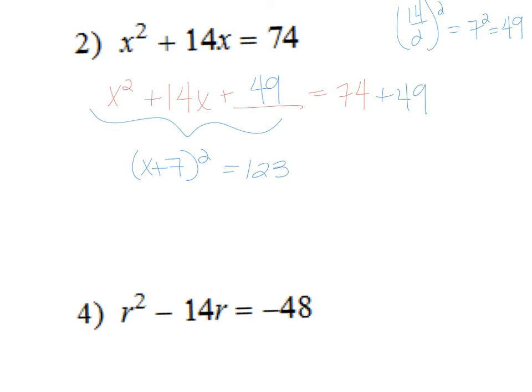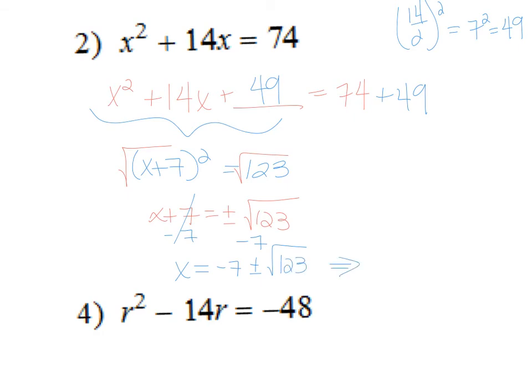If I want to get x alone, I'm going to have to square root, which means I get x plus 7 equals plus or minus the square root of 123. This cannot be broken down into any more parts. You can leave it like that. Well, then I'm going to subtract 7 to get these to cancel out. And you know what would be easier? I'm going to put negative 7. So x equals negative 7 plus or minus the square root of 123.